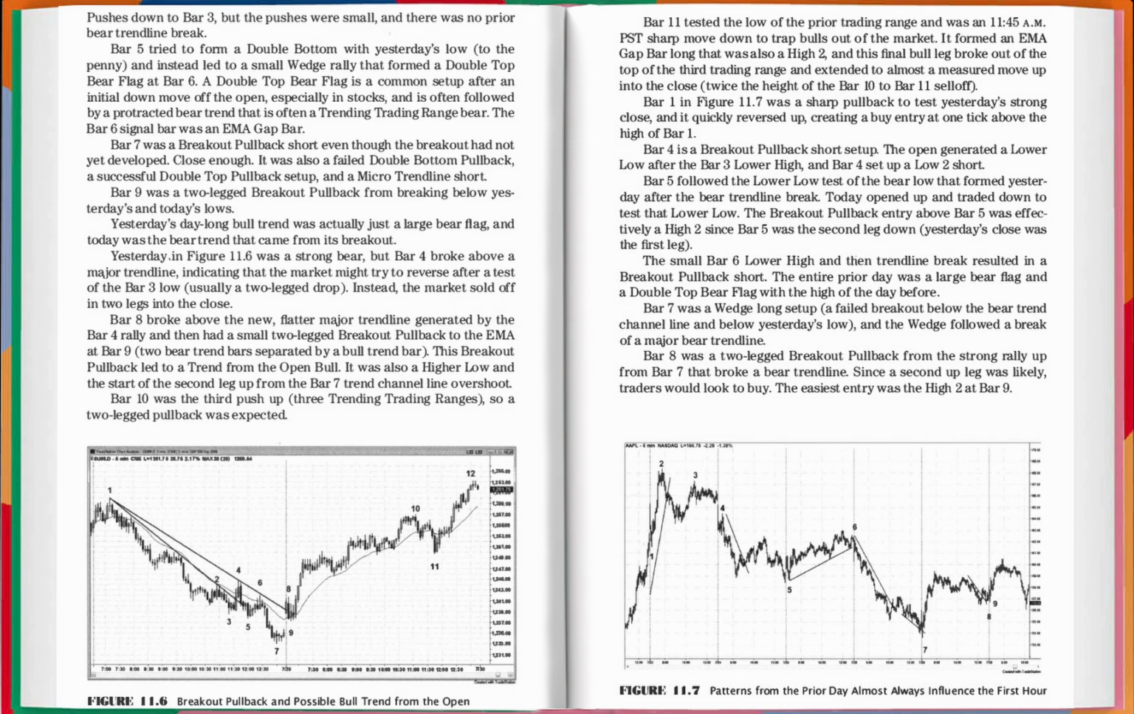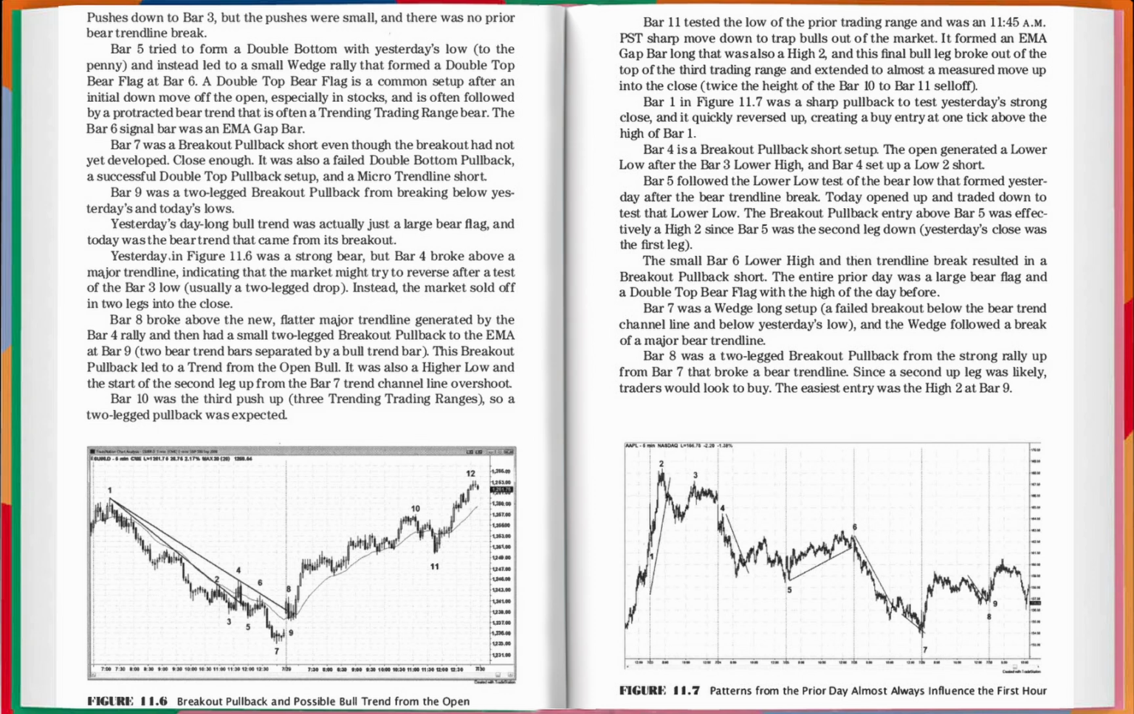Bar 11 tested the low of the prior trading range and was an 11:45 a.m. PST sharp move down to trap bulls out of the market. It formed an EMA gap bar long that was also a high 2, and this final bull leg broke out of the top of the third trading range and extended to almost a measured move up into the close, twice the height of the bar 10 to bar 11 sell-off.